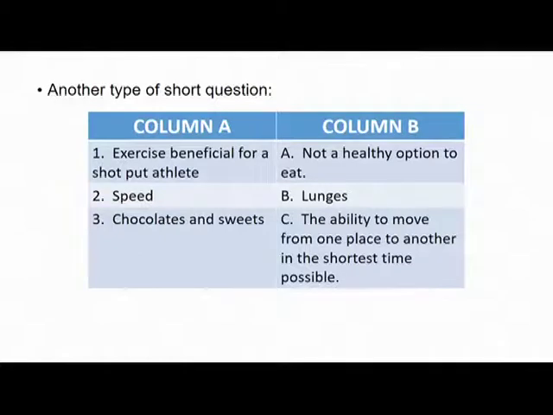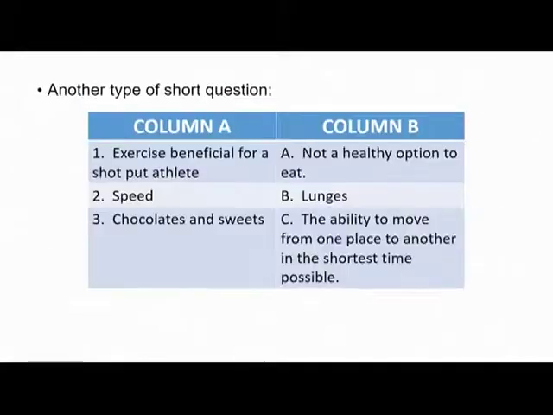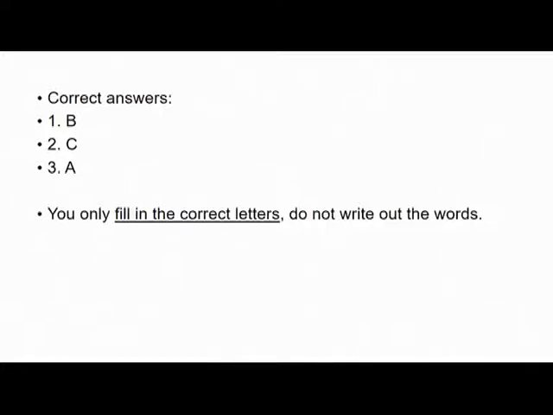Another type of short question is where 2 columns are given to you, a column A and a column B. In the first column, certain facts are given or concepts like exercise beneficial for a shot put athlete, speed, and the third one, chocolates and sweets. And then in column B, there are facts like it's not a healthy option to eat, lunges, and the ability to move from one place to another in the shortest time possible. Now you have to combine the one concept in column A with a fact in column B. In this case, the answers will be 1B, 2C, and 3A. Let's just look at 1B. 1 is the exercise beneficial for a shot put athlete, and the correct answer will be then B, which is lunges. You only fill in the correct letters. Do not write out the words.